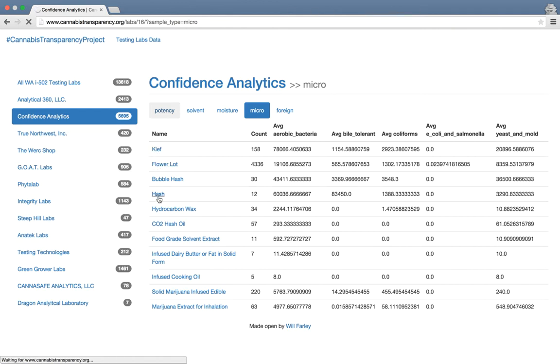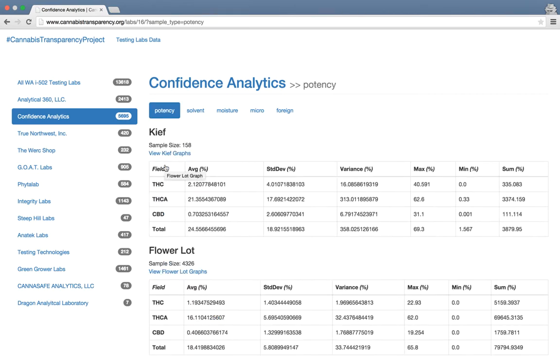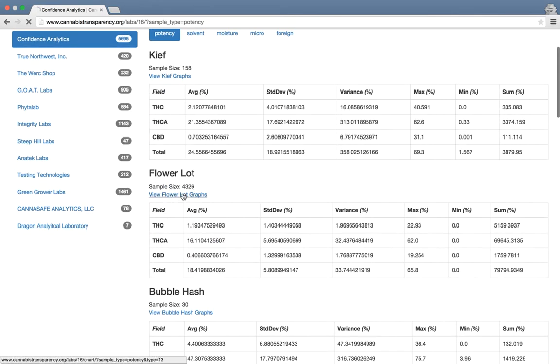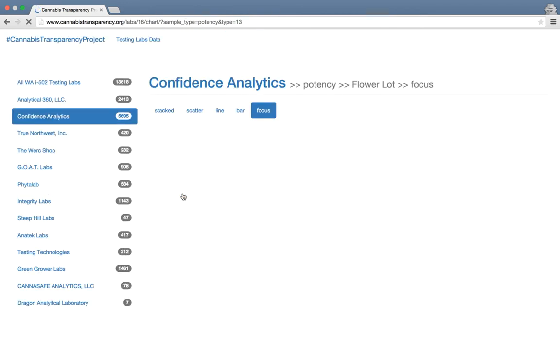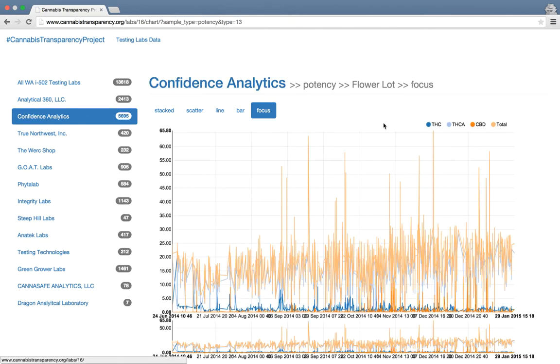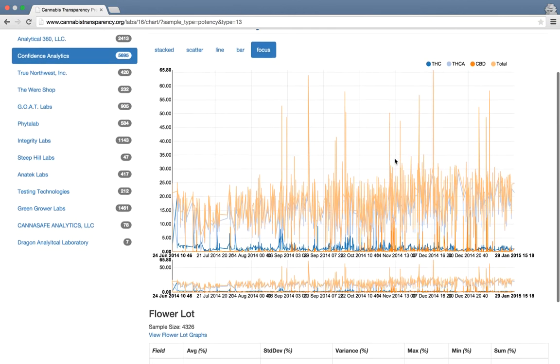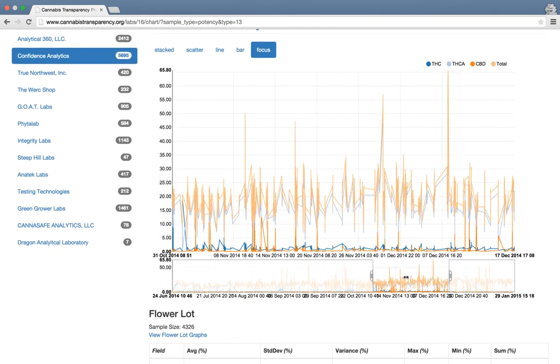Clicking on any of these will take you to the graph for this sample set. So if we wanted to look at flower samples, now we're looking at all of the flower potency samples that Confidence Analytics has provided. And this is over the time frame. You can use this focus chart to narrow down some of the times.